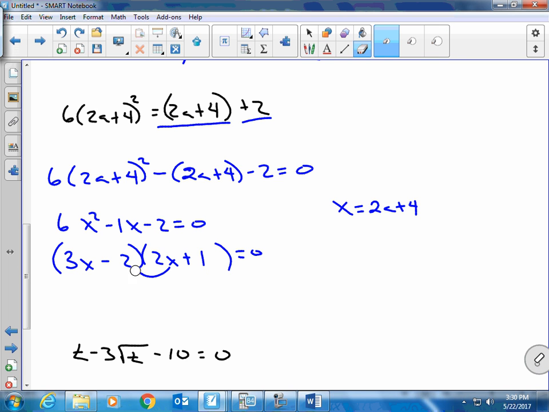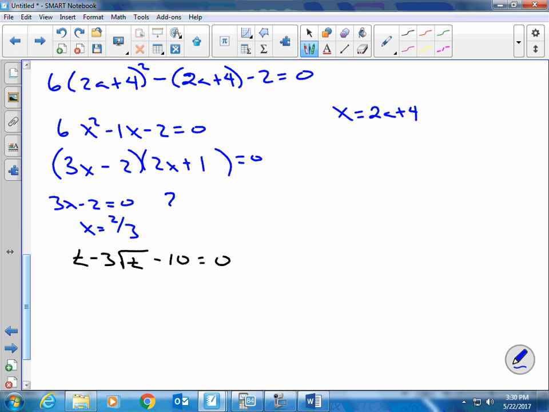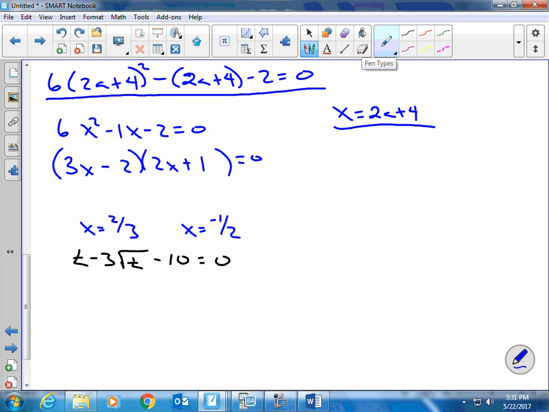So now what? Back from our factoring techniques. Then I know that 3x minus 2 needs to equal 0, so x needs to be 2 over 3. And 2x plus 1 needs to equal 0, so x needs to equal a negative 1 over 2, just using simple algebra to solve. Well, x isn't really x, and I don't see any x's in the original problem. There are no x's in this original problem. We did something over here. We called x 2a plus 4. So now I know what x is, so I can just solve that.